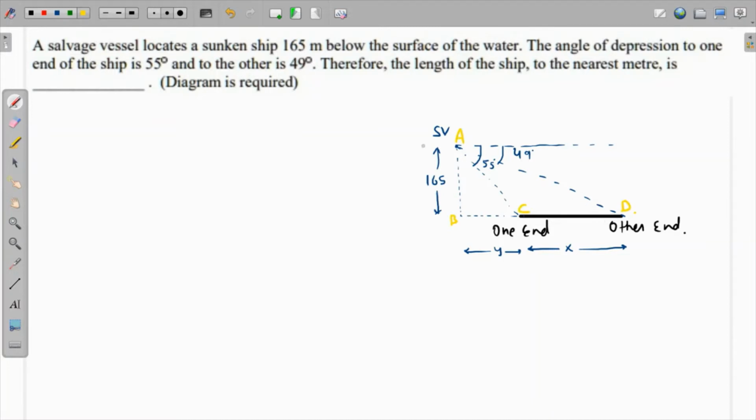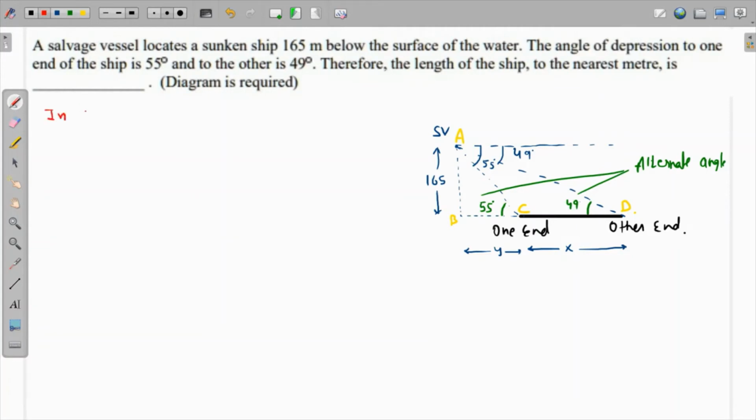Now, one more thing I want to locate on this figure is this angle and this angle. Both these angles can be easily found, because if this is 49, then this is also 49, because they are alternate angles. And if this is 55, then this is also 55, also because of alternate angles. So since we got the value of everything we need over here, now we are going to start our calculation.